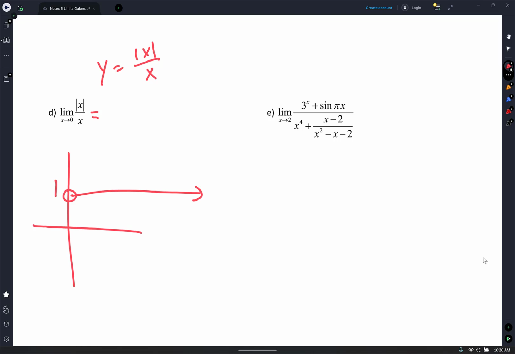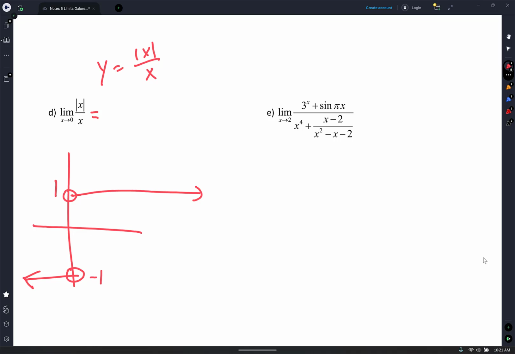Now, what if I have a negative x value? Negative 1, because the numerator is always going to be positive. The absolute value of negative 10 is 10, but I'm dividing by negative 10. So 10 divided by negative 10, 100 divided by negative 100, 1,000 divided by negative 1,000. It's always going to be negative 1. So I go to negative 1, and I go forever that way. Do we see how we did it?